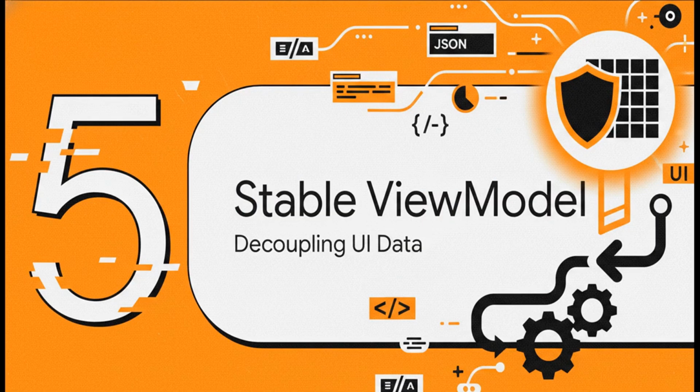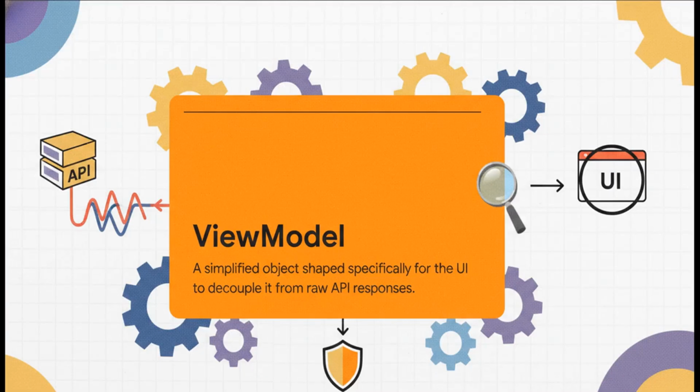Building the stable view model. This is a real game changer. We have safely extracted the data, right? But we must never, ever pass that raw, unpredictable JSON directly into our UI components. We need an intermediate step called the view model. A view model is a simplified object that you shape specifically for what your UI needs to render. It acts as a total decoupling layer.